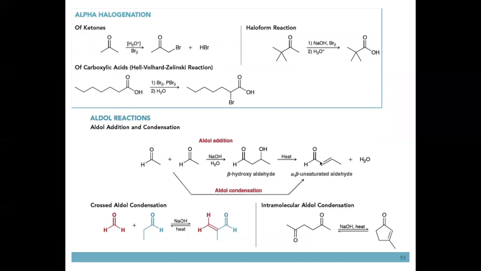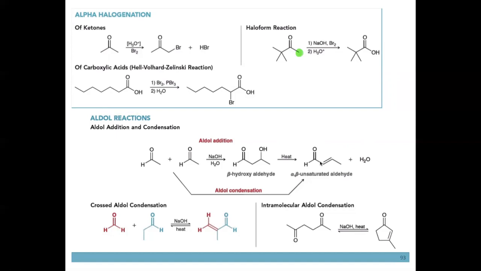And in special cases, when I have 3 alpha hydrogens, we can do under basic conditions, we can add as many halogens as we have alpha hydrogens. And in specific cases where we have 3 alpha hydrogens, specifically in a case that we refer to as a methyl ketone, you can undergo a haloform reaction.